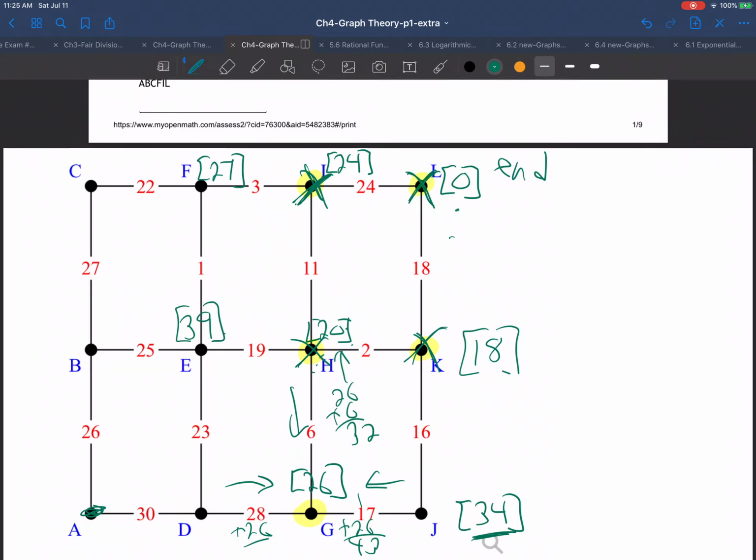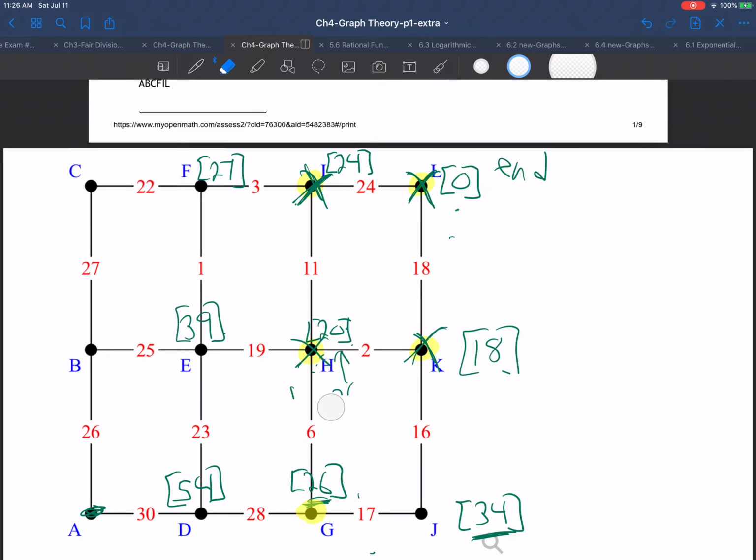26 plus 28. What's that? 54. D doesn't have any numbers yet, so he takes the 54. So D must be 54 from the end. Why? Because G is 26 from the end, and D is 28 from G. So add 28. D must be 54 from the end. All right. So now we're done with G. We've looked at all roads coming into G.